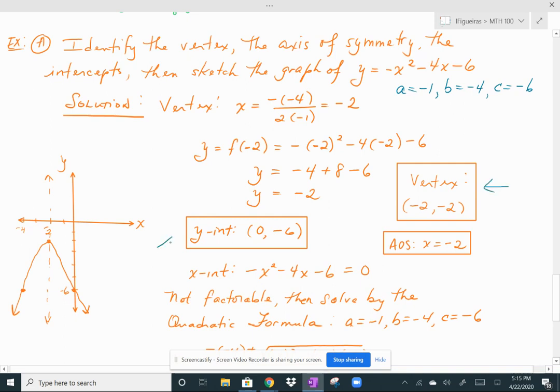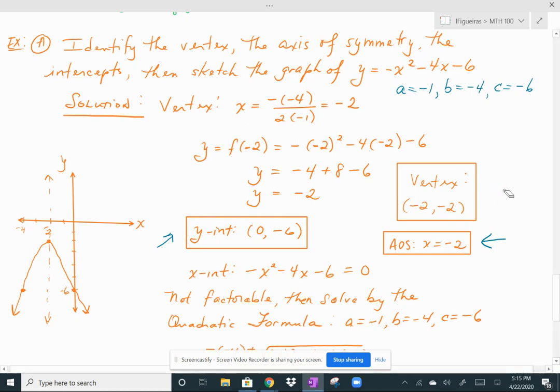Y-intercept, that's when x is equal to 0. So your constant is negative 6. So the y-intercept is 0, negative 6. I forgot to mention this before. That means that your axis of symmetry is also negative 2. And again, we got that from the computation of the x value of the vertex.